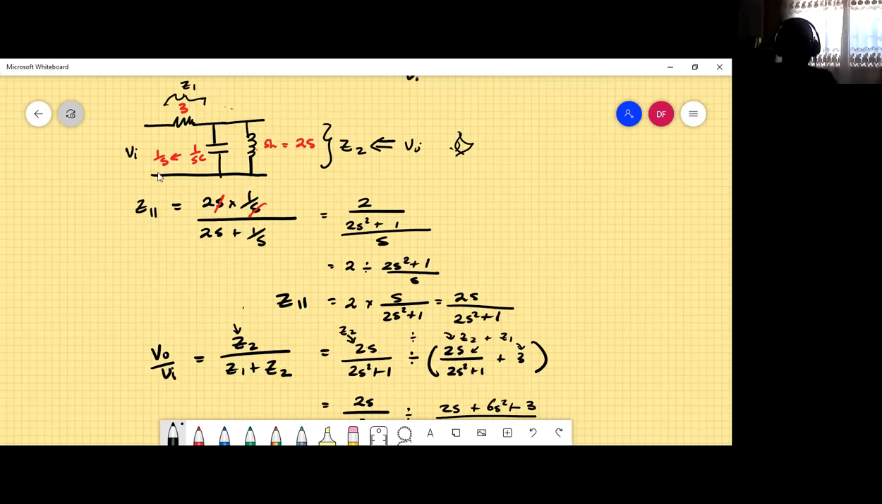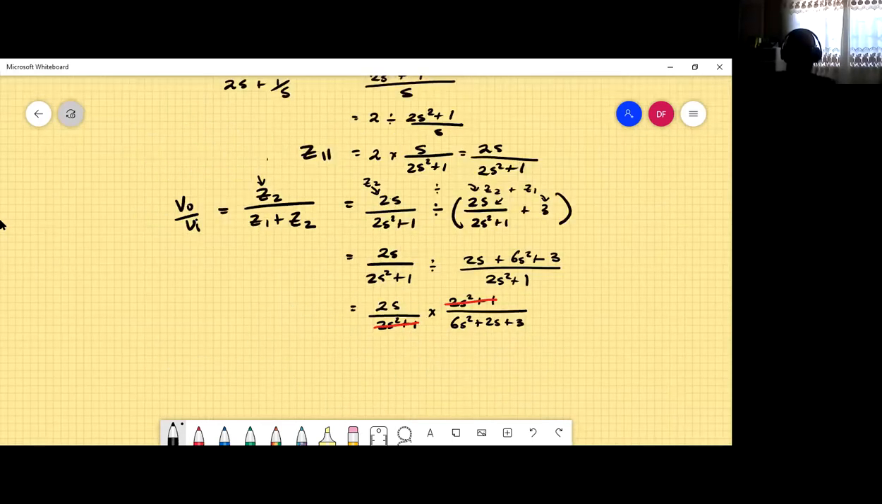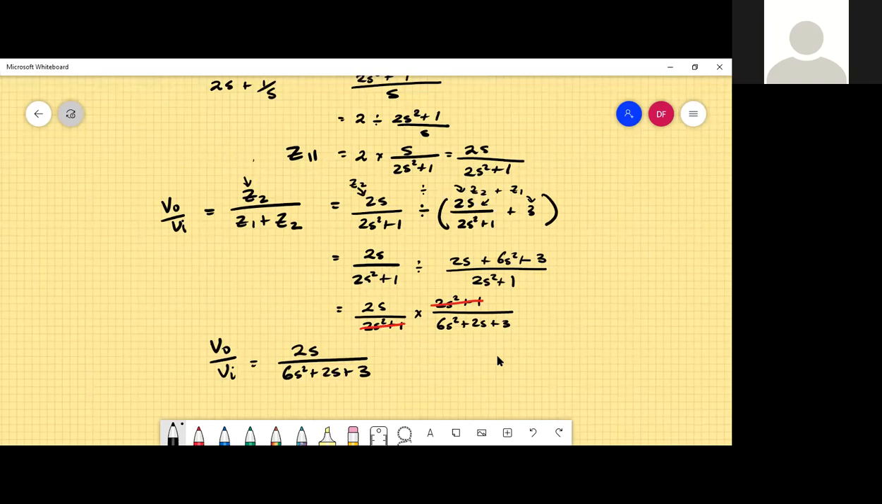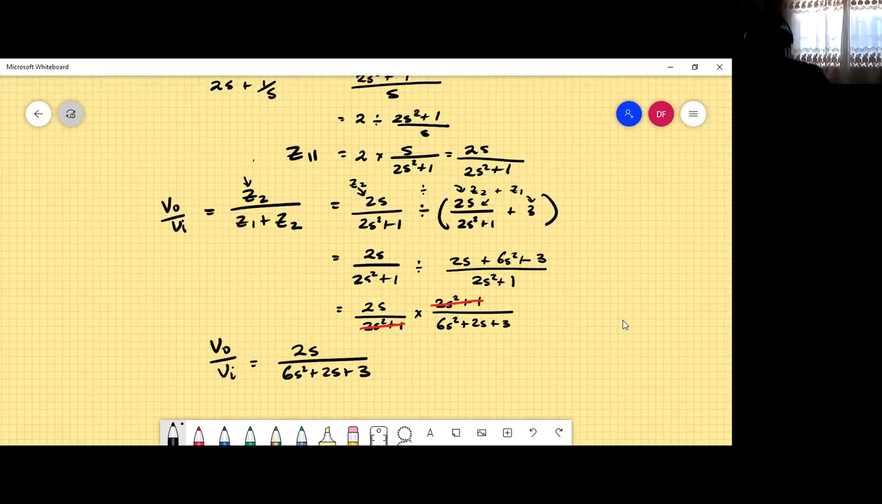All right, so our final output now, V out over V in is equal to 2S over 6S squared plus 2S plus 3. Sir, I wonder why we add back the output to the input if it's V out over V in.